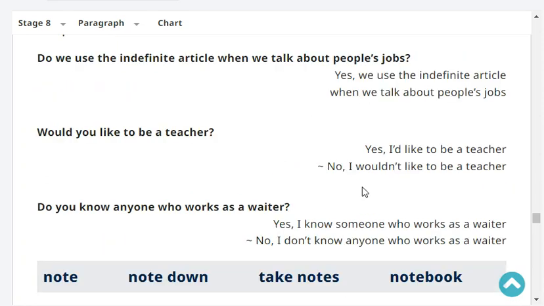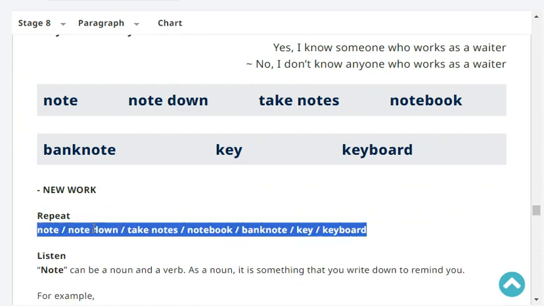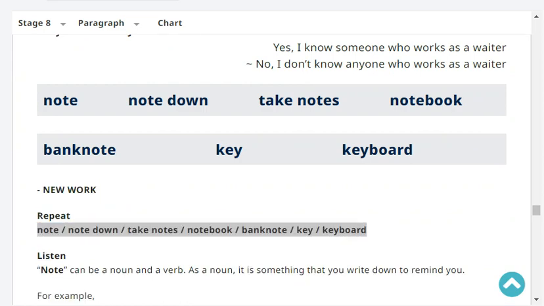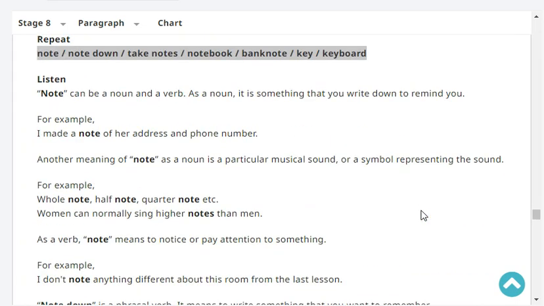And that's the end of our revision. Very good, very fast. Let's have a new word. Okay, so repeat. Note. Note down. Take notes. Notebook. Banknote. Key. Keyboard.